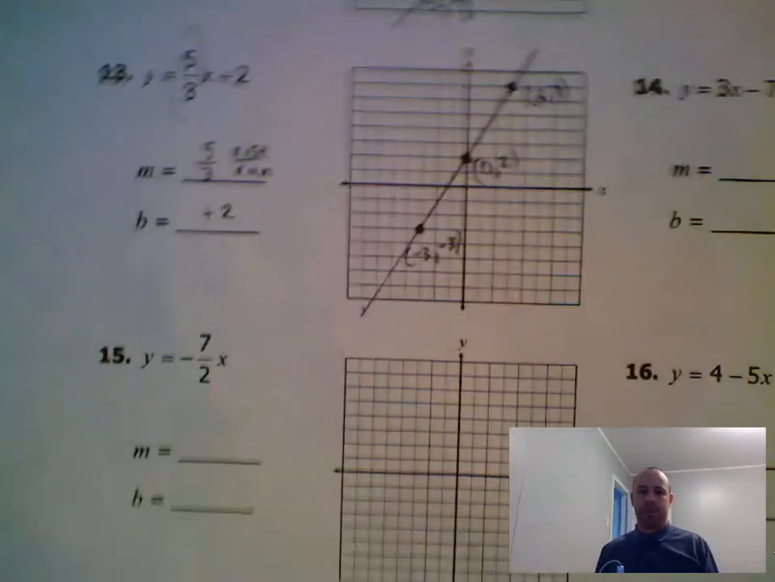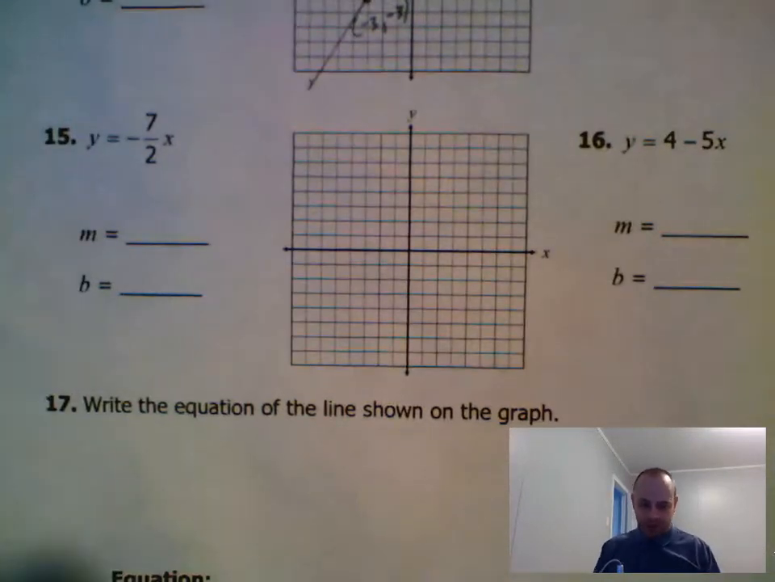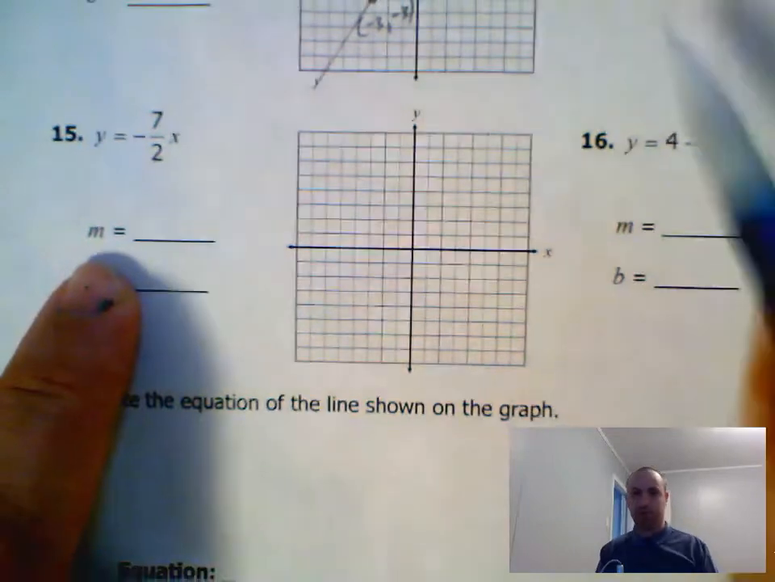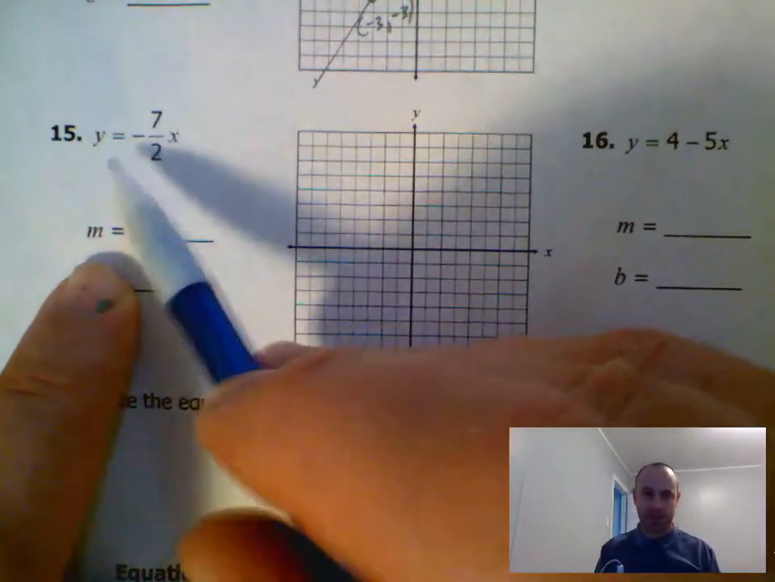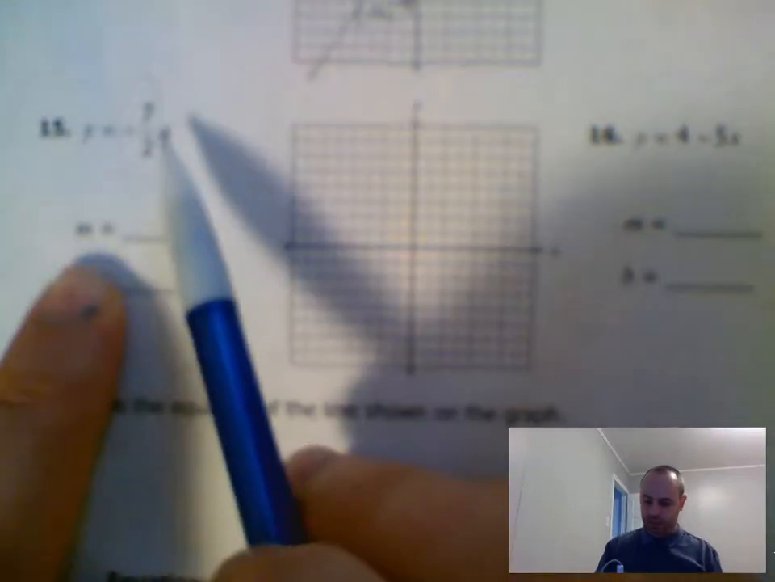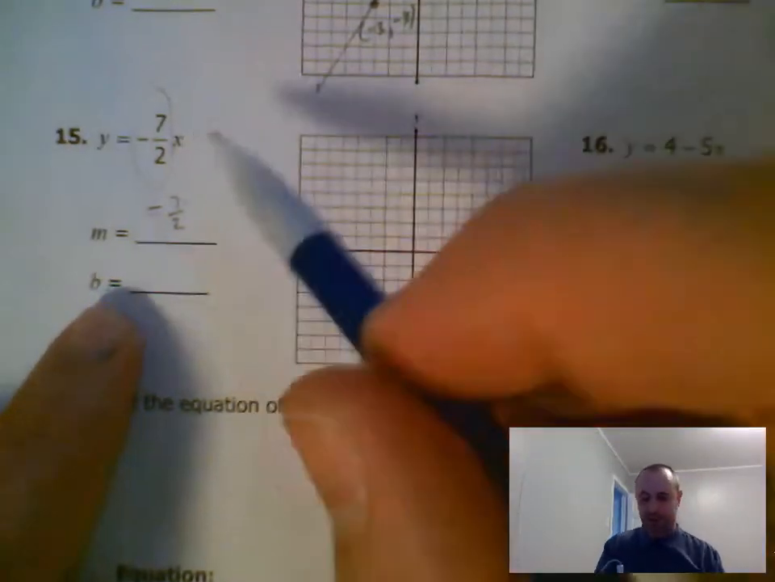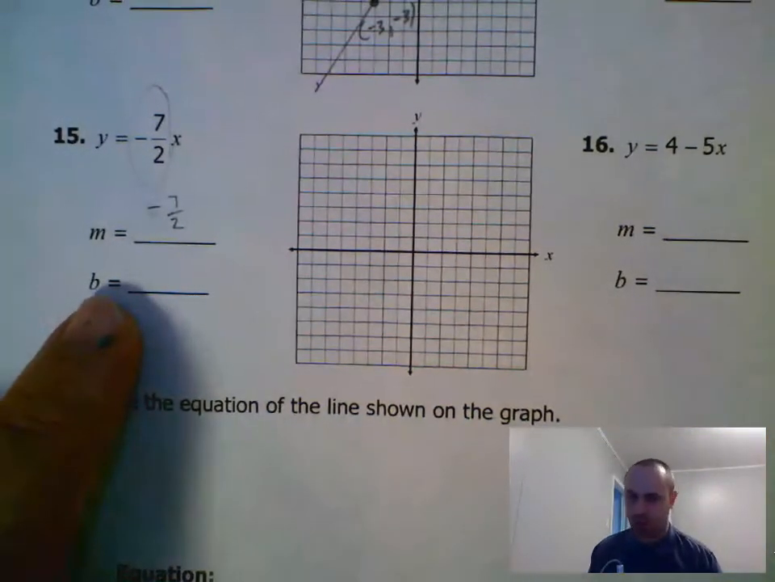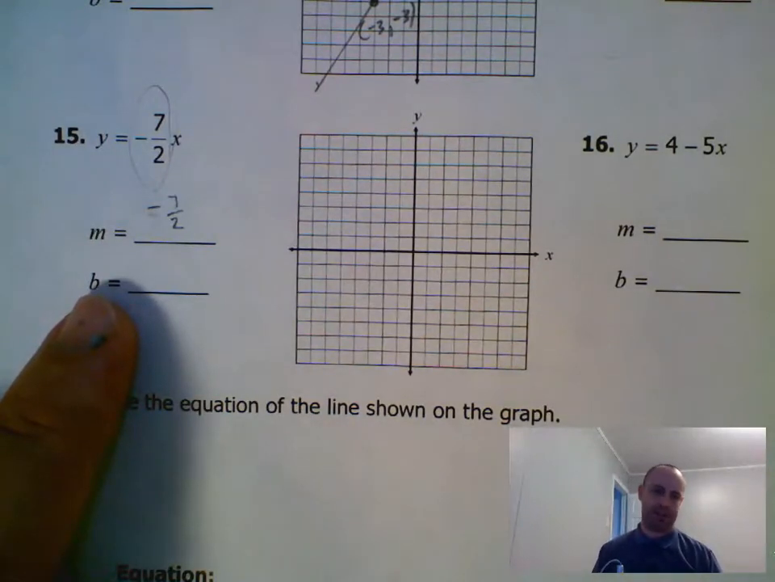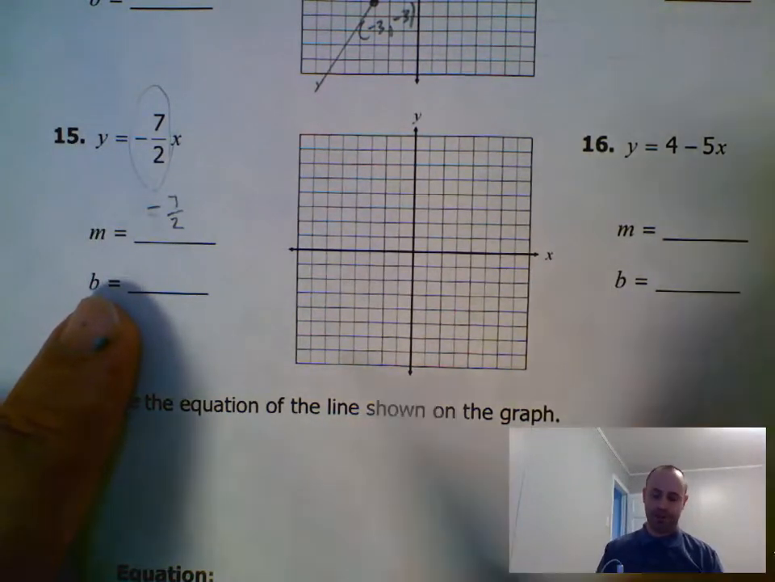All right, number 15. You'll do 14, right? 15 we're doing together. The slope is the number in front of the x. So -7/2 is our slope. I put the negative on the top number. That helps me. You could put it on the bottom if you want. You just can't put it on both because then it's going to be a positive number.